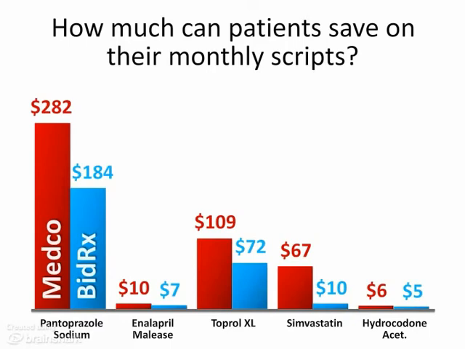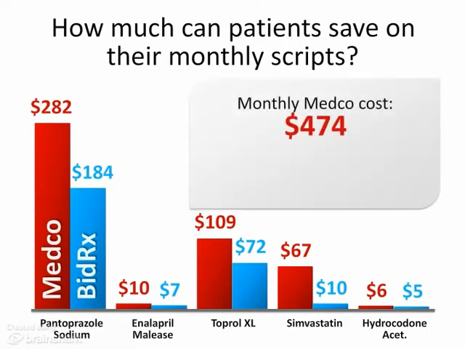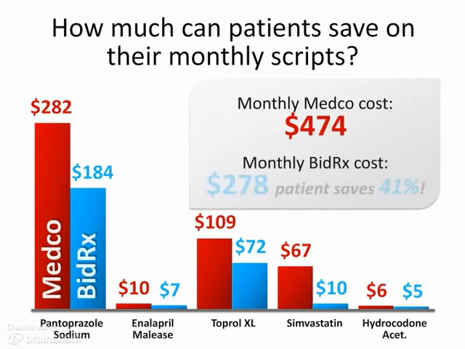So I don't want to have people have to draw the conclusion that Medco is more expensive, even though you can see it. The next animation shows it. It gives you the total monthly Medco cost, and then the total monthly BidRx cost with a little swoosh circling around the savings, so that makes it completely obvious that the BidRx cost is lower than that of Medco.